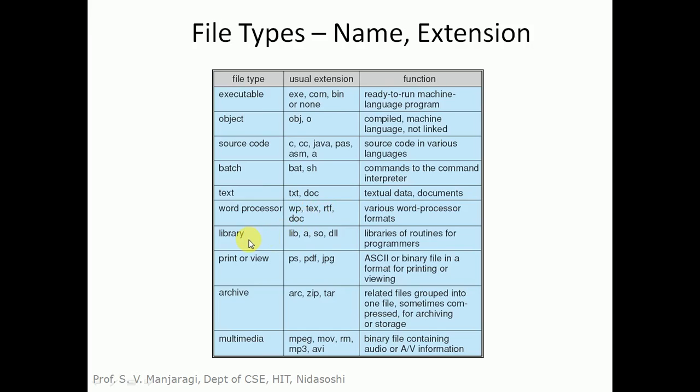The next file type is library. In Unix, we have extensions like lib, and in Windows we have the extension .dll. That is called a library. Basically, a library of routines for programmers will be present in the library file. For example, if you take the C language, there is something called stdio.h. These are the header files which are present in the library.